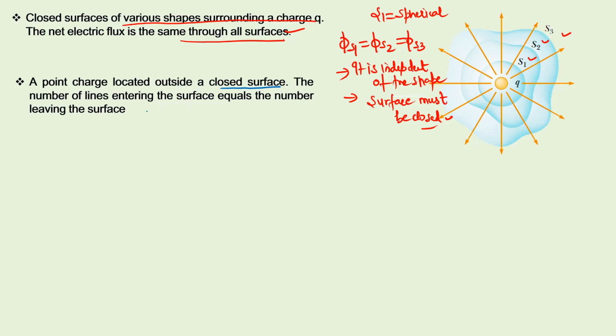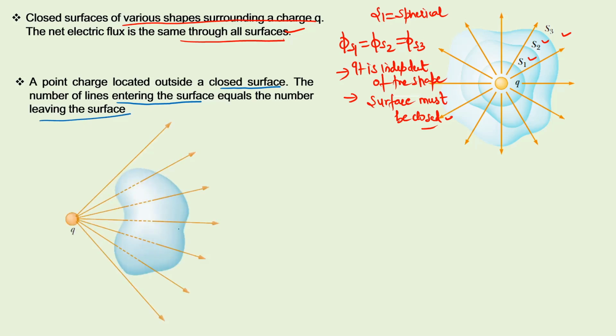The number of lines entering this surface is equal to the number of lines leaving the surface. From the given figure we have seen that a charge of magnitude q is placed outside the closed surface. The lines enter at this location and exit at this point.